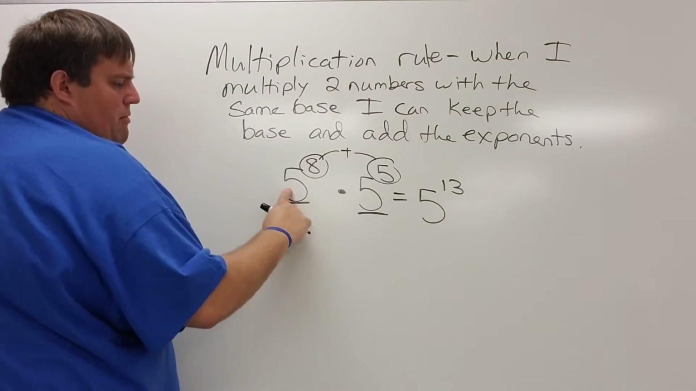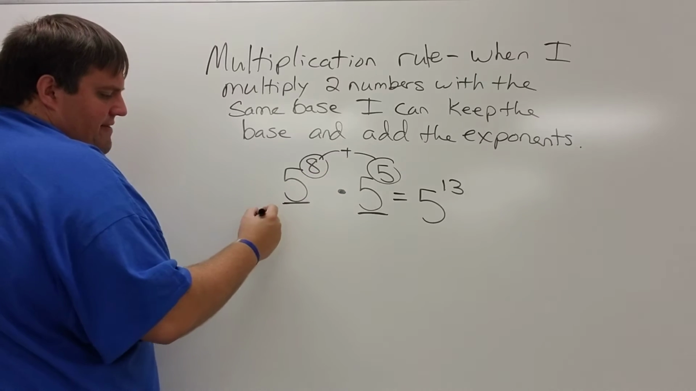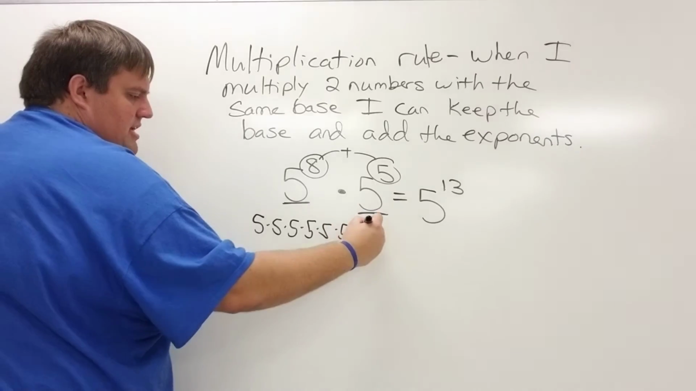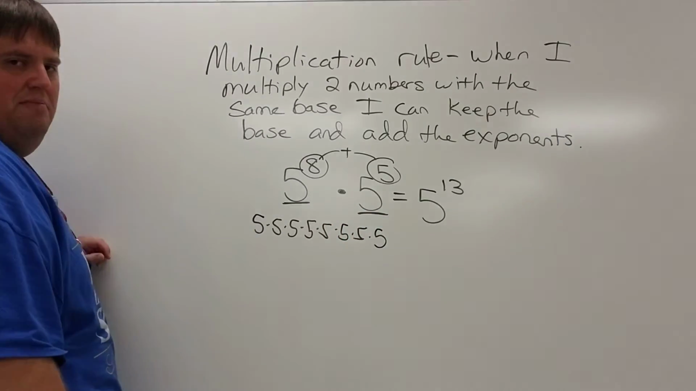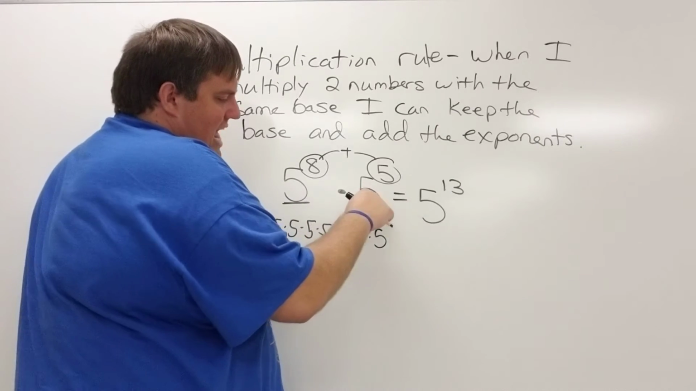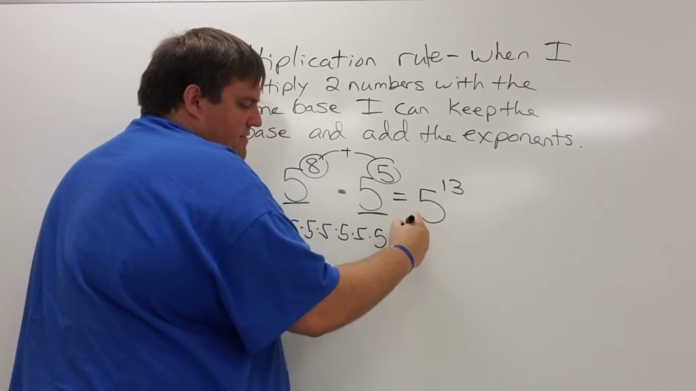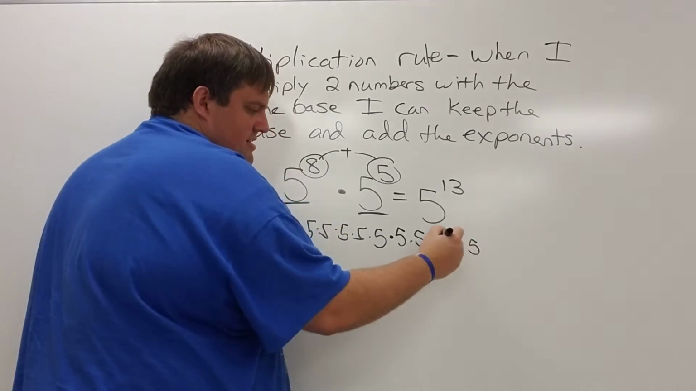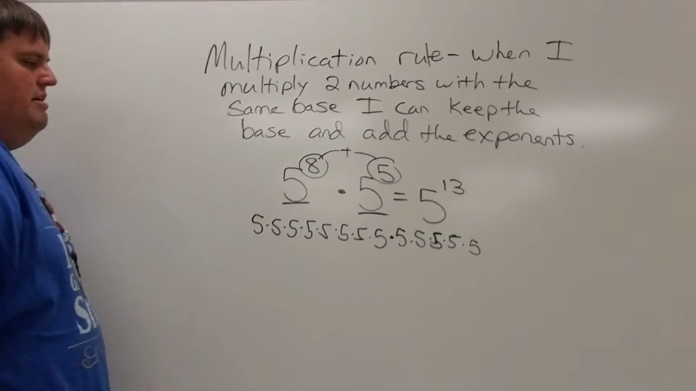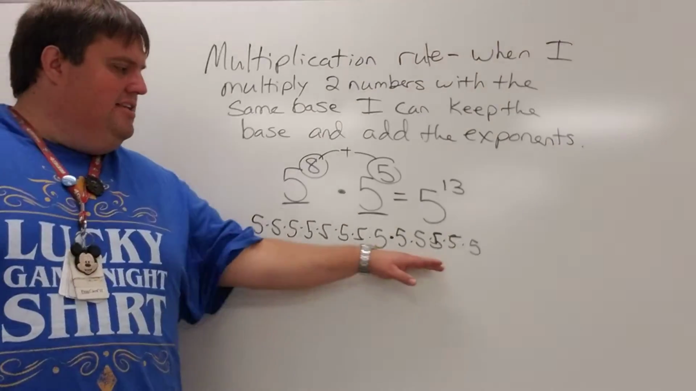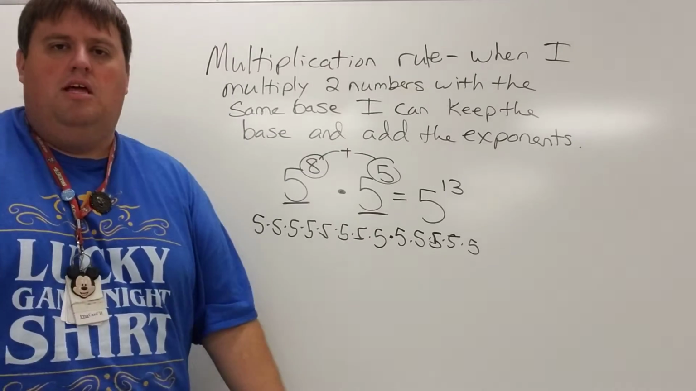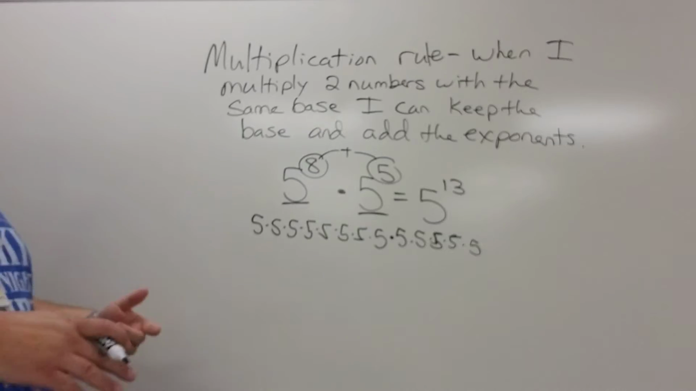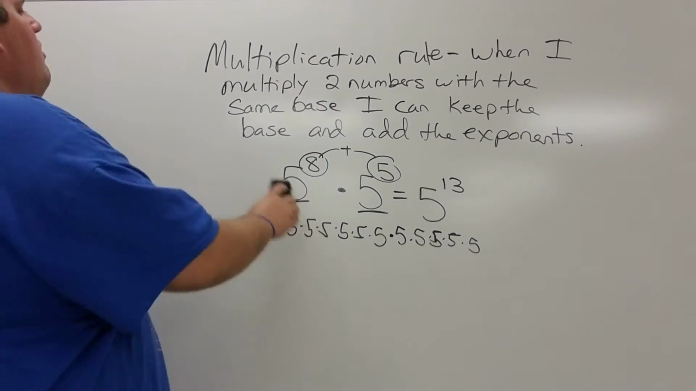And if you want to know why that's true, really think about what we're doing here. This means 8 fives. 1, 2, 3, 4, 5, 6, 7, 8. This means multiply that by 5 more fives. 1, 2, 3, 4, 5, 6. And then really what we have is 13 fives. So as long as the base is the same, that's going to work for all things when we multiply. So there's quite a few of these I want to show you.